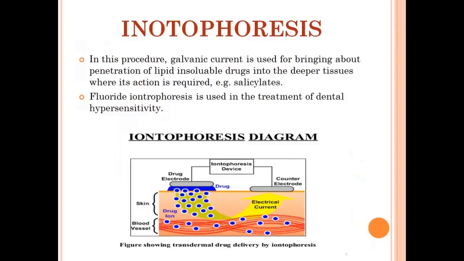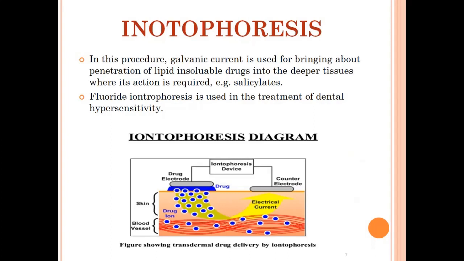Iontophoresis. In this procedure, galvanic current is used for bringing about penetration of lipid insoluble drugs into the deeper tissues where its action is required. Example, salicylates. Fluoride iontophoresis is used in the treatment of dental hypersensitivity.